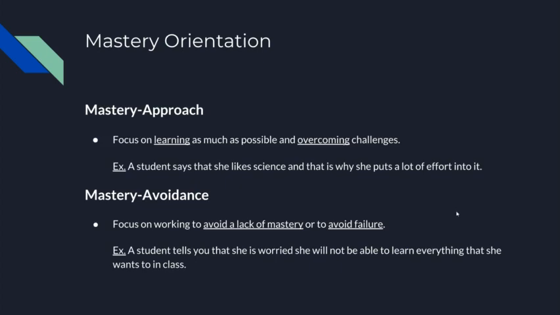So in the mastery approach, the student says she likes science, so that's why she puts all her effort into the science. She's taking an approach to it. And for example, a student tells you that she is worried that she will not be able to learn everything that she wants to know. She wants to learn in class. She is displaying a mastery avoidance because she wants to learn more, but she's worried that she will not be able to. She is trying to avoid a lack of mastery.